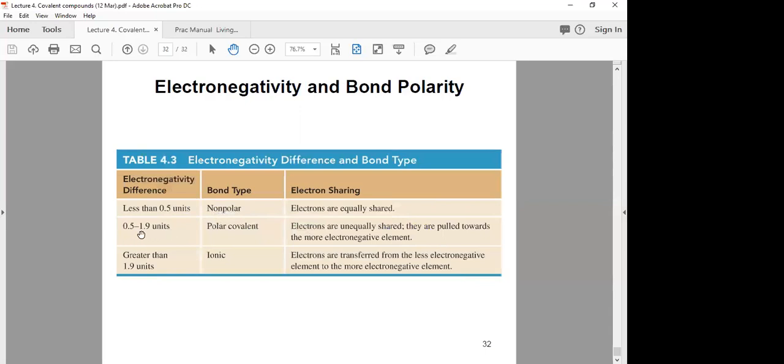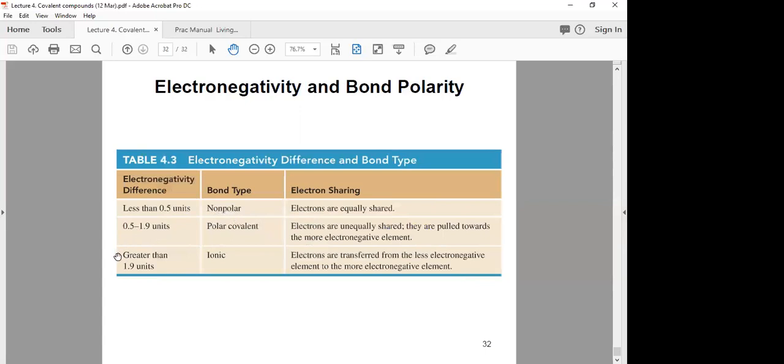When the electronegativity difference between the two atoms is between 0.5 and 1.9, and we just saw that on the previous slide, the difference between carbon and oxygen, the bond type is a polar covalent bond, or you can say that we've created a dipole, and that means the electrons are unequally shared. They are pulled towards the more electronegative element.